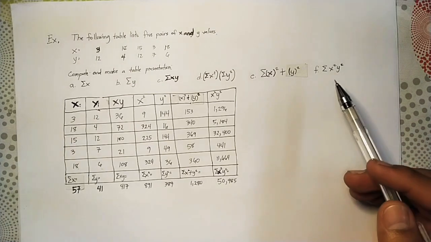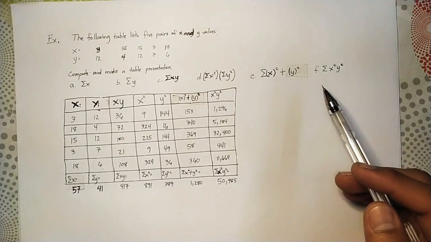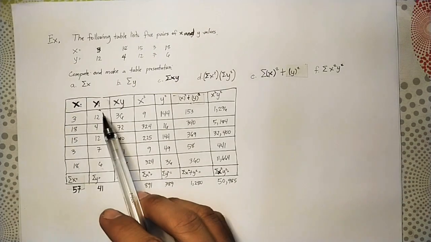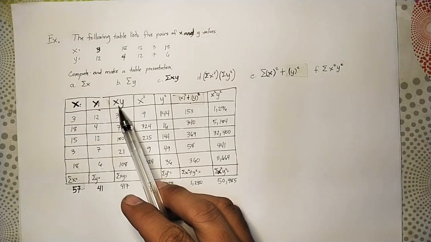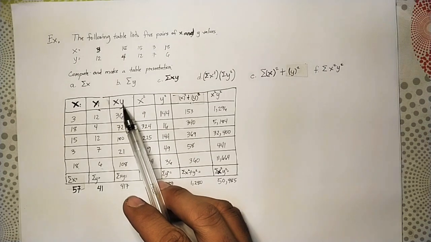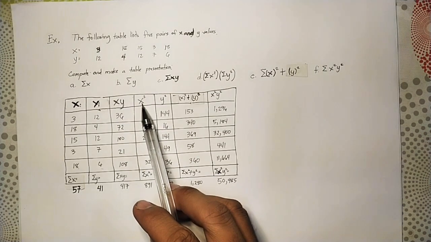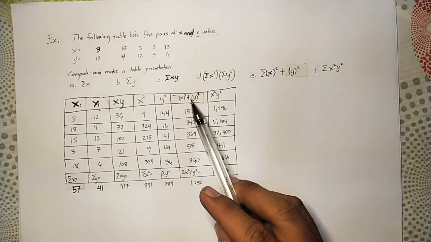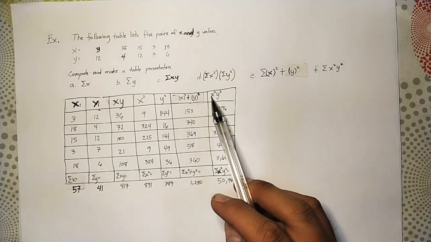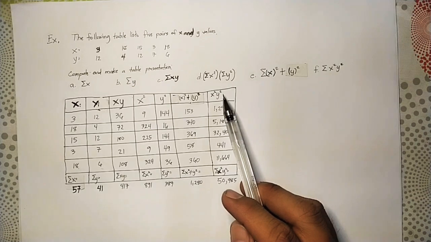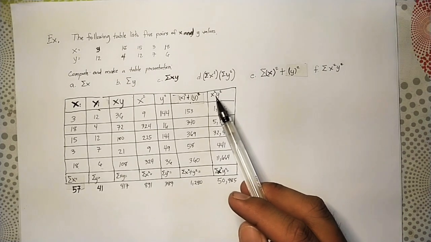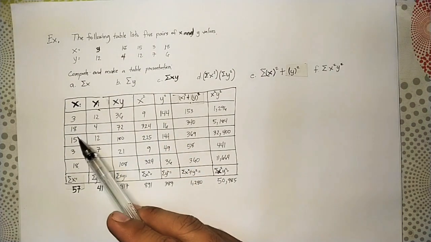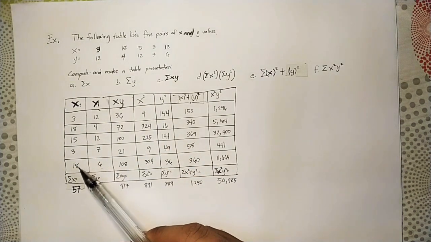Okay, so first thing that we have to do is to make a table presentation or a table. So let's say we have the value of x, the value of y, and x times the values of y, x squared, y squared, and x squared plus y squared, and then x squared times y squared. So we know that we have the values of x, which is 3, 18, 15, 3, and 18.